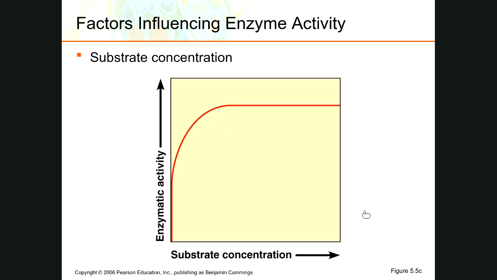Now, substrate concentration is a little bit more complicated. The idea here is that the amount of enzyme is fixed, right? So we have a fixed amount of enzyme. You start adding substrate and the rate of reaction increases. And as you add more and more substrate, the rate increases and increases and increases. You keep adding substrate, the rate increases up to a certain point, and then adding more substrate will not increase the rate of reaction. Why not?